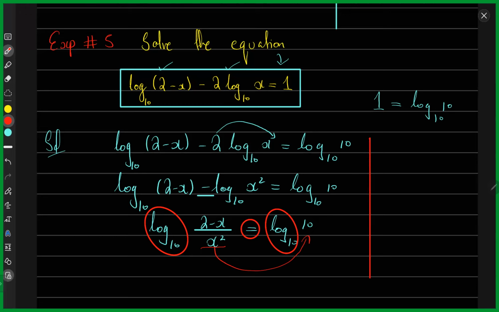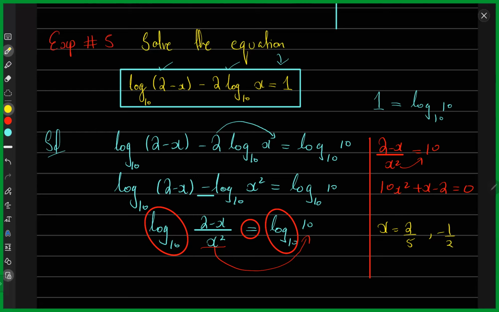If these two entries are equal, then this would become a quadratic equation. I can write it as (2 minus x) by x squared is equal to 10. And I can just take x squared on the other side, and this would give me 10x squared plus x minus 2 equals 0. This is my quadratic equation. And again, here we are not discussing quadratic equations. We know how to simplify this. And after simplifying this, I would get x equals 2 by 5. And I would get x equals minus 1 by 2.